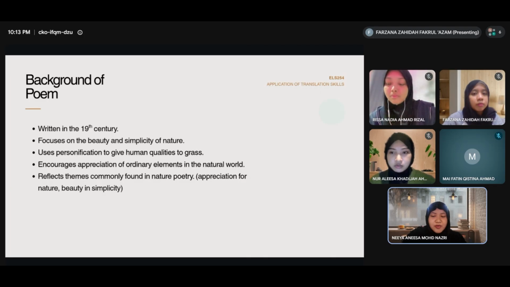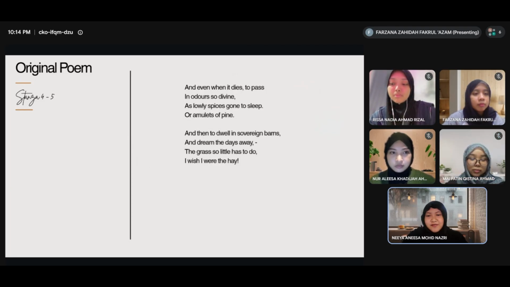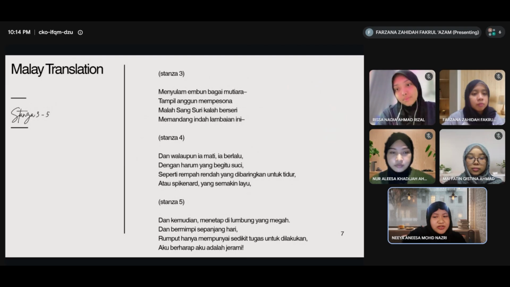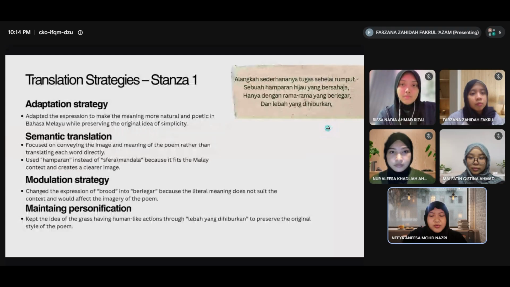So now, we will be showing the original poem. This is the title, stanza 1, stanza 2, and stanza 3. And this is stanza 4 to stanza 5. And now we will be showing our Malay translation of the poem. This is the title, stanza 1 and stanza 2. And next we have stanza 3 to stanza 4 and stanza 5. Now we will be discussing the translation strategies. So I will be passing this over to translator 1.